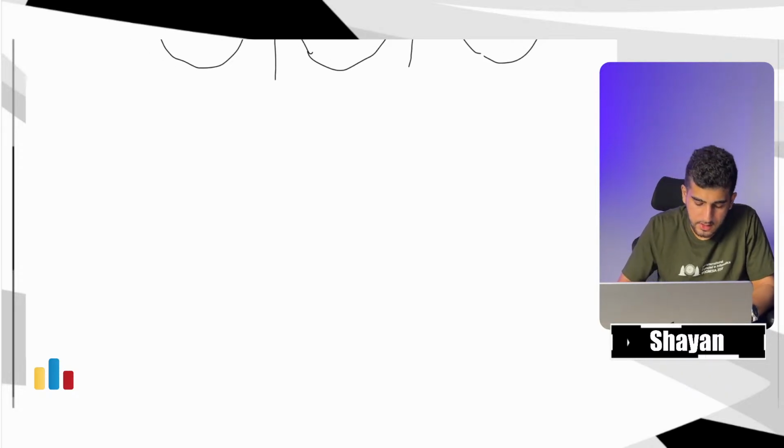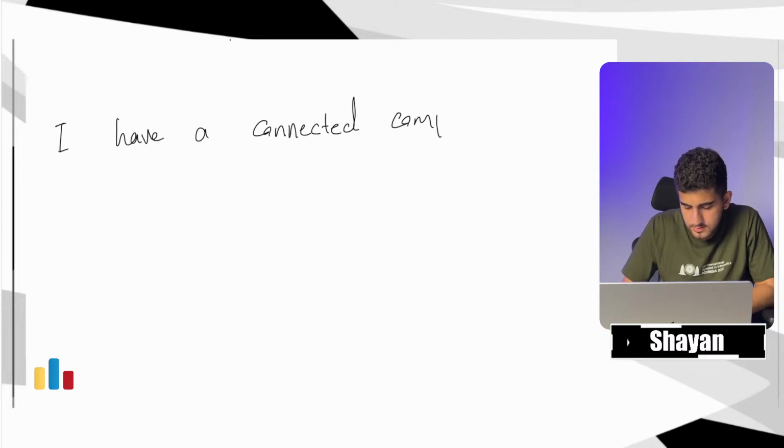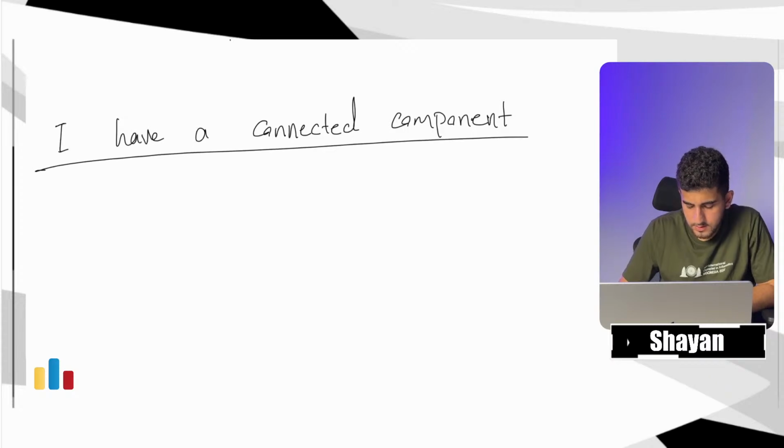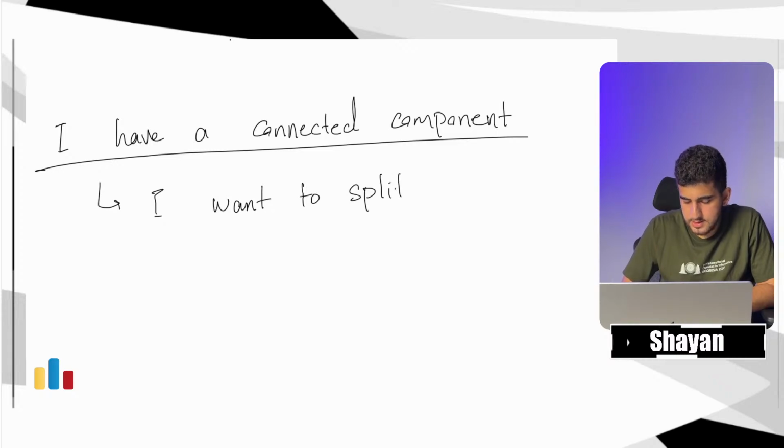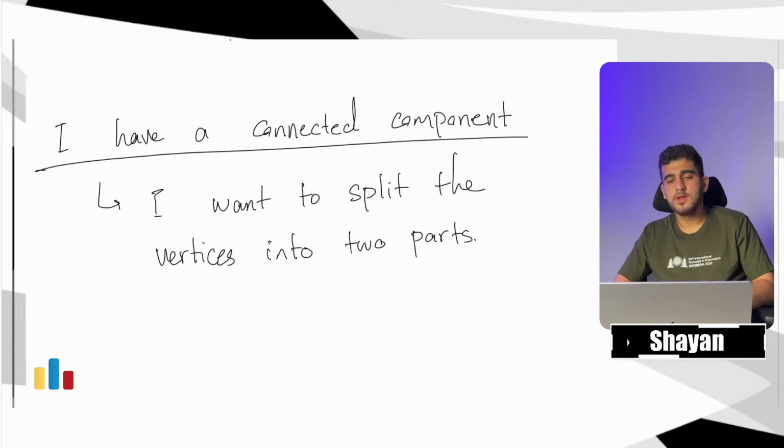I have a connected component, so all the vertices are connected. I have a connected component, and I want to split the vertices into two parts. So how can I do that?